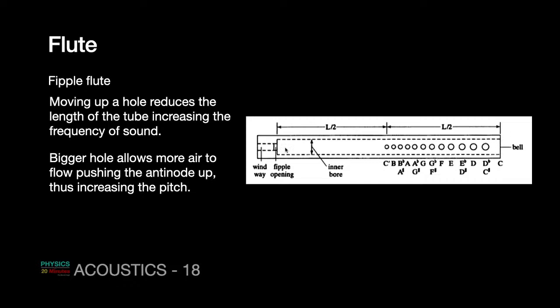So for example, if I have, say, from this to this, all the holes are closed, say from A to F, all the holes are closed, then what is the effective length? Will it be from here to here or will it be from here to E? Answer is, effective length is from up to the first open hole, that is up till C sharp. So that is how the hole will affect.